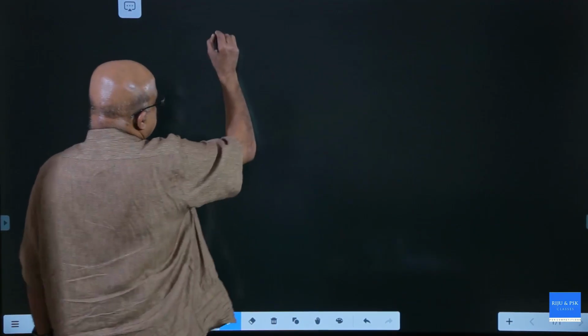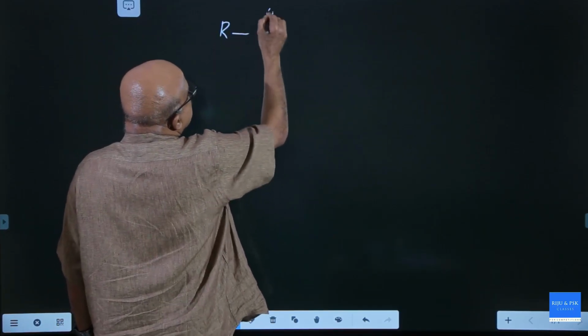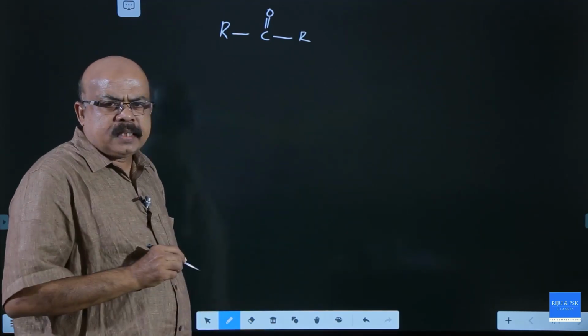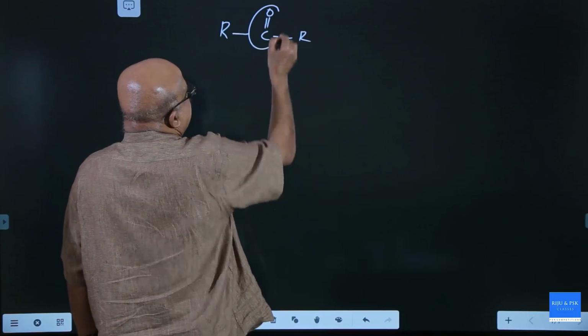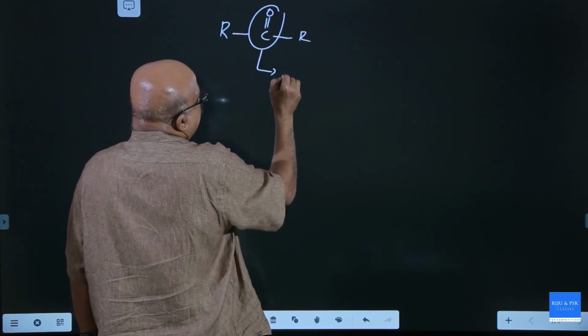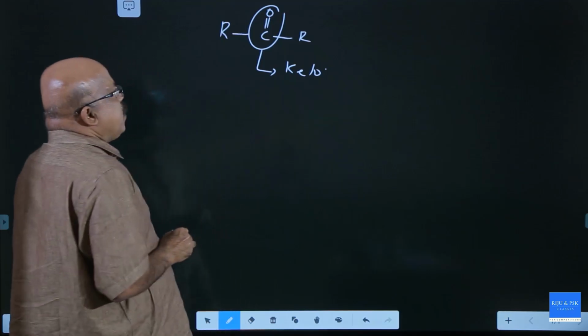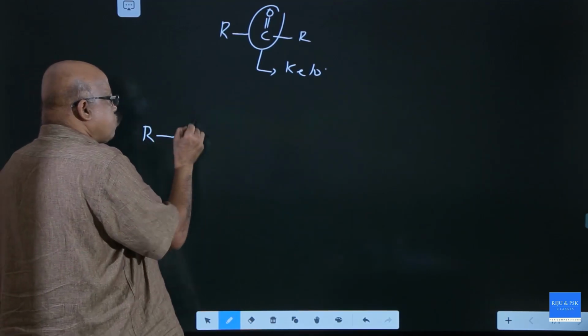If CO group is the functional group, it is an organic compound containing the functional group CO. This group is called keto group. If this is the functional group, then the compound is named in this way.